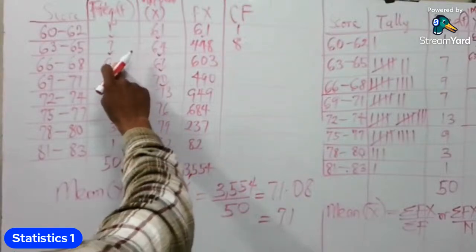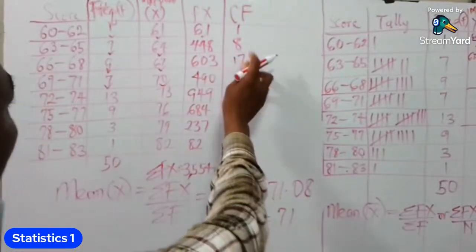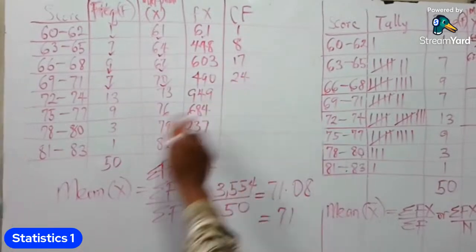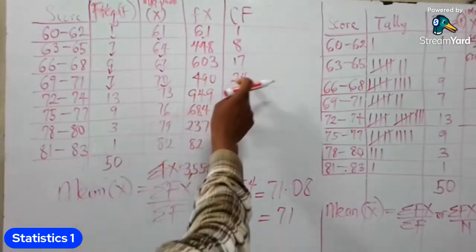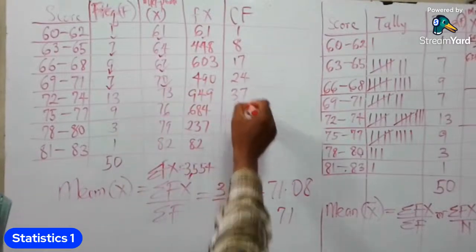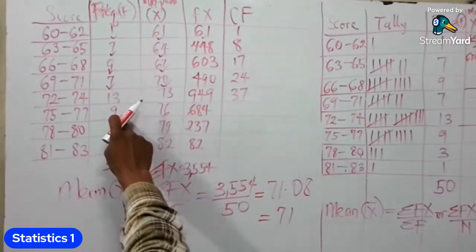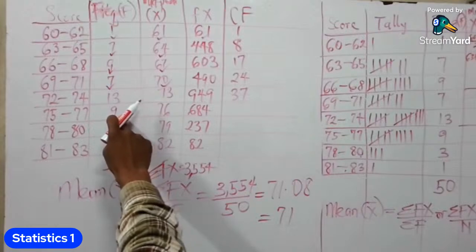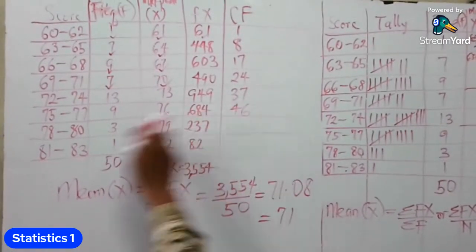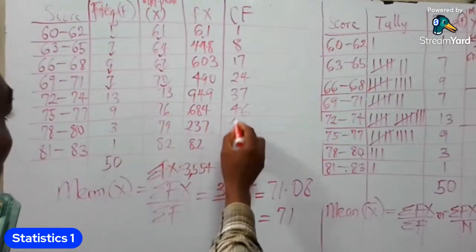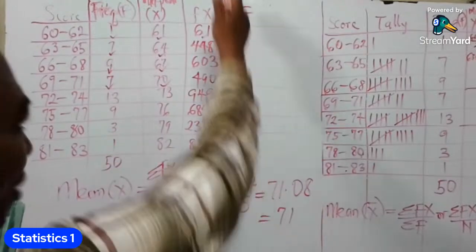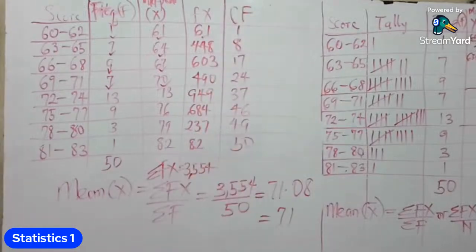that will give us 17. 17 plus 7 will give you 24. So 24 plus 13, of course, will give you 37. 37 plus 9, when you add 9 to this, will give you 46. When you add 46 plus 3, that will give you 49. When you add 49 plus 1, that will give you 50. So this is your cumulative frequency.